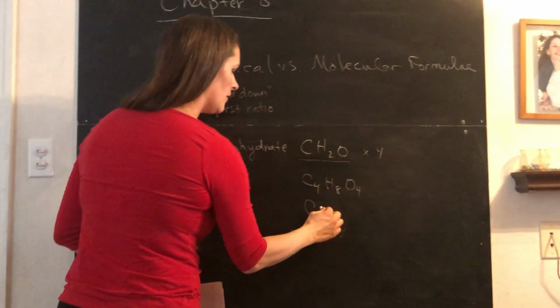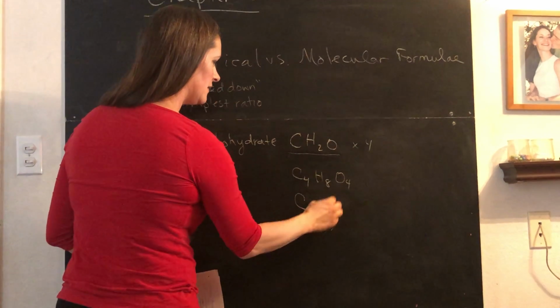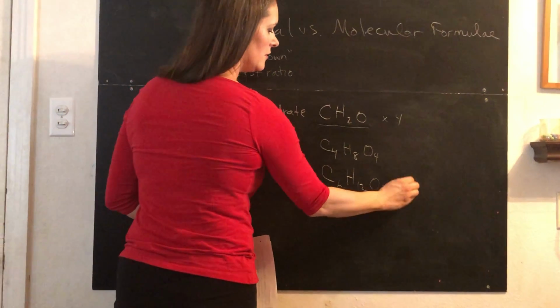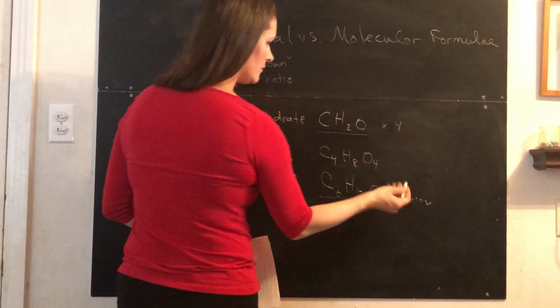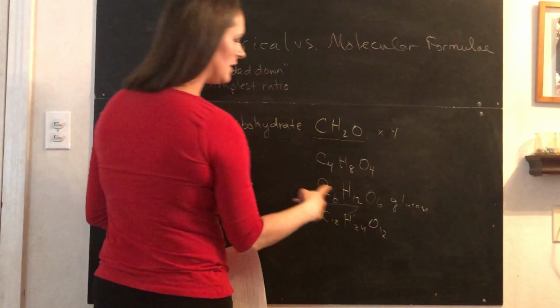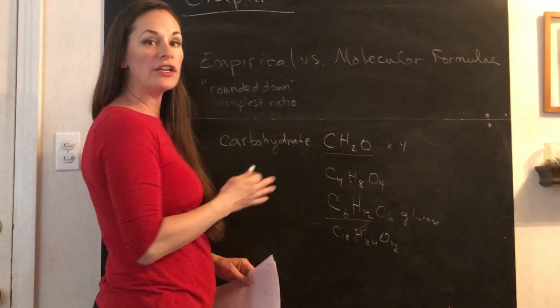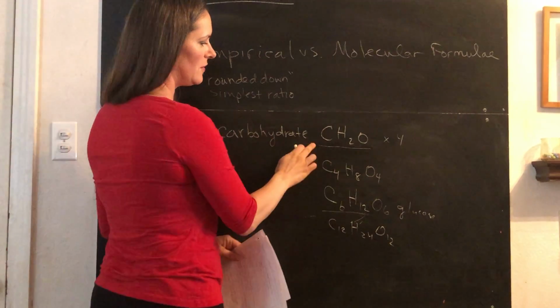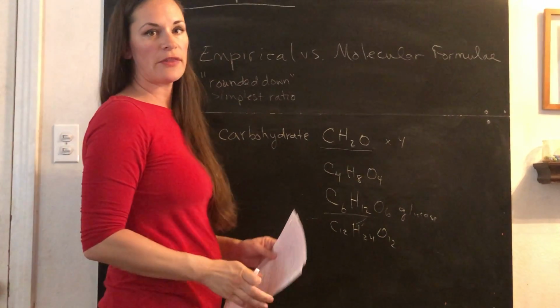Let's multiply it by 6. C6H12O6. This would be a carbohydrate. This is glucose. C12, H24, O12. Anytime you see C, H, and O in these ratios to each other, and you kind of reduce the fraction to this empirical formula, you know you're dealing with a carbohydrate.